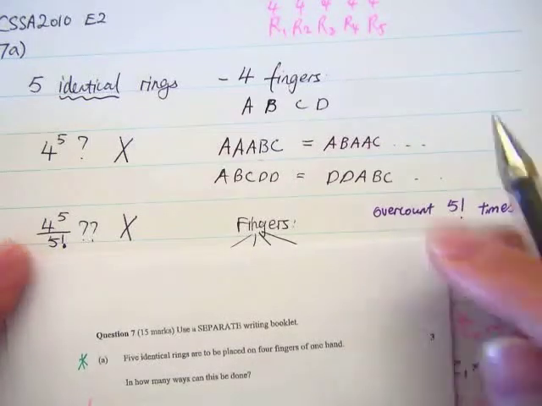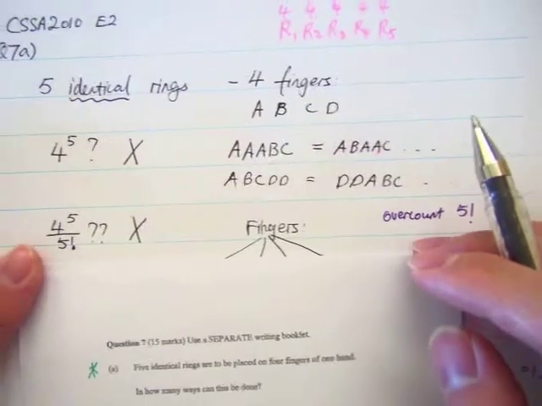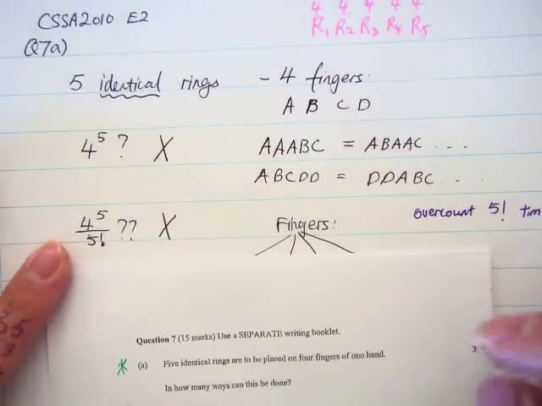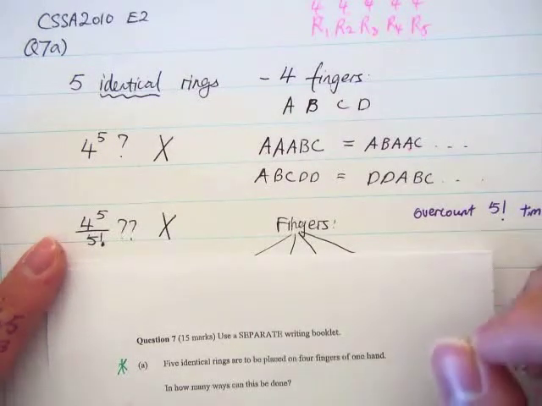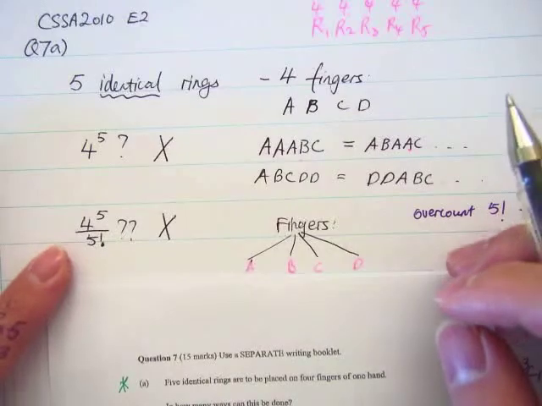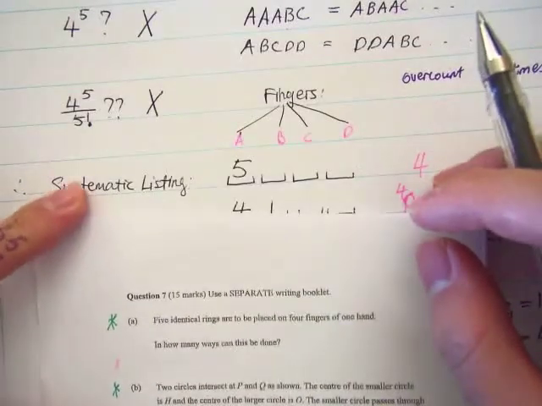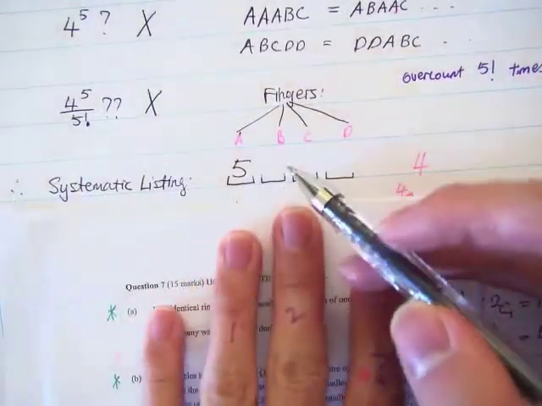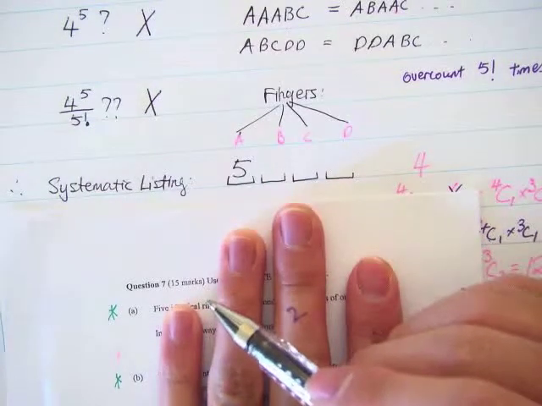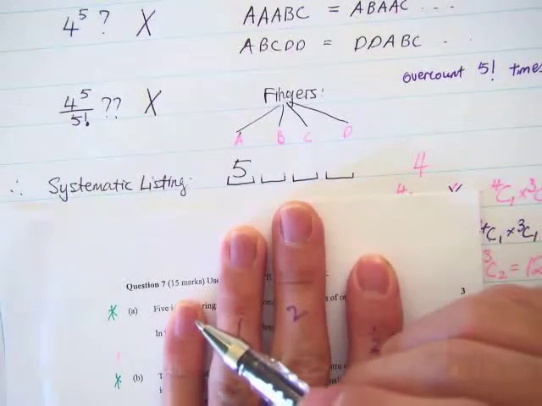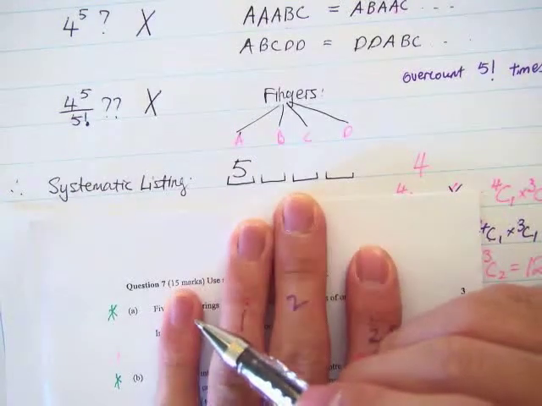So what I want to emphasize from this point onwards is that when you're doing these questions, the biggest skill you need to have is the ability to count systematically and accurately and clearly. So this is how we're going to do it. I've drawn some containers here denoting each of these 4 fingers, and I'm going to show you the systematic way of finding every single configuration of putting the rings on each finger.